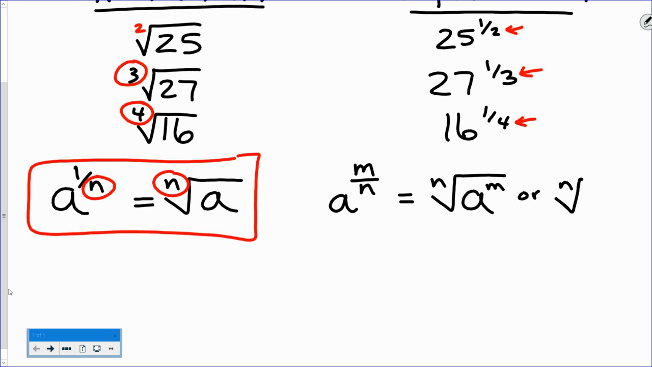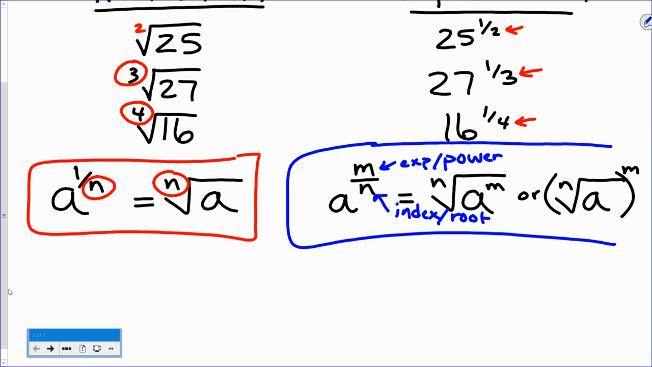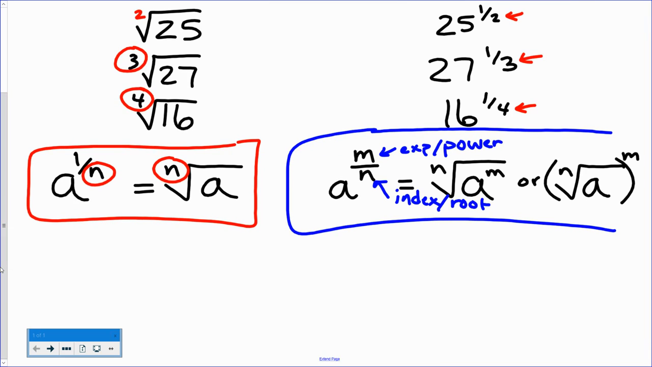Or you can take the root first and then raise it to that power. So m is going to be your exponent or your power on top, and then n is going to be your index, the type of root. Okay, and that's your other big piece. So that's really all that's going to be new in this lesson today, and then I'm going to show you ways that you're going to use that fact to simplify different problems.